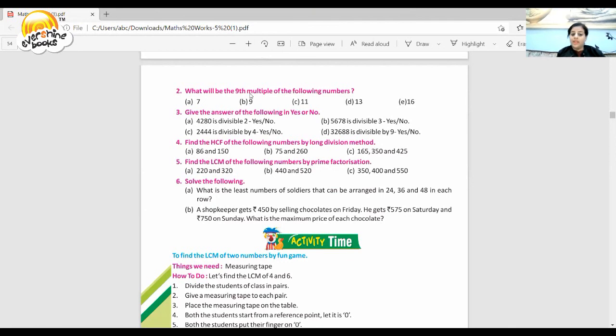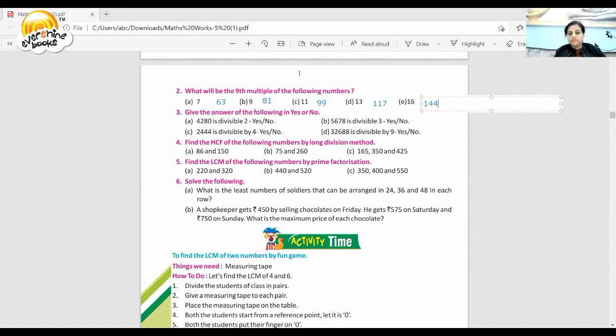Now, what will be the ninth multiple? Ninth multiple means you have to multiply by 9. 7 nines are 63. 9 nines are 81. Then 11 nines are 99. It is very, very easy. Then 13 nines are, you know the table of 13 also, 117. Now 16 nines are, you should know the table of 16 also. The answer will come 144.